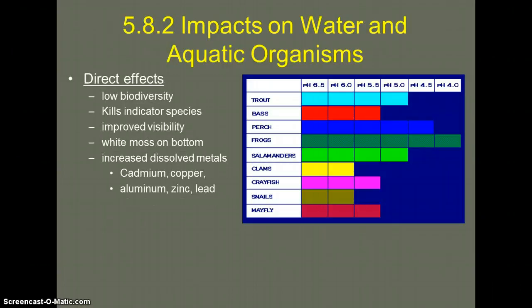Aquatic plants are going to have a tough time too. It's going to lower biodiversity. We can see that different organisms here have different kinds of resistances to a low pH. So for instance, clams can only be in this more neutral pH, like 6, and as it gets more acidic, they die off. So that's a good indicator species. Although because acid will change solubility, it might make turbidity actually go lower, which is kind of ironic. We might see white moss on the bottom, which is an indicator of a problem. And we might have more dissolved metals, which are toxic.